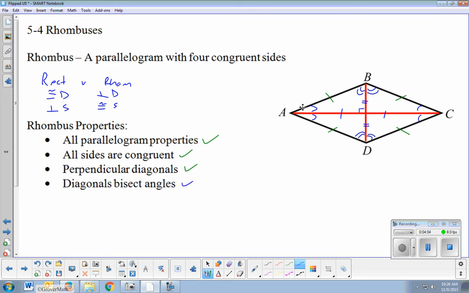So if we're given a proof where a shape is a rhombus, so we have all sides congruent, diagonals perpendicular, diagonals bisect angles. We have a lot of properties that can be used in a proof setting. So let's look at one of those.